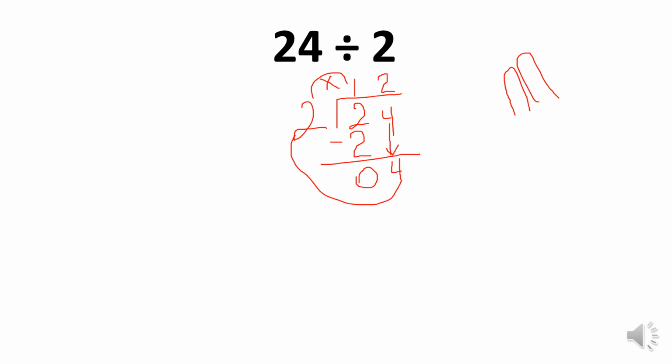What's the next step after dividing? We are going to multiply. We are going to say 2 2s are 4. So you see, we're working the two numbers separately. We work the 2 and now we're working the 4. 4 take away 4 is 0. So 2 can go into 24 12 times.